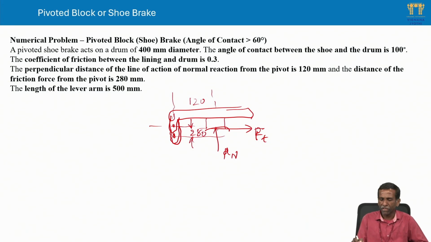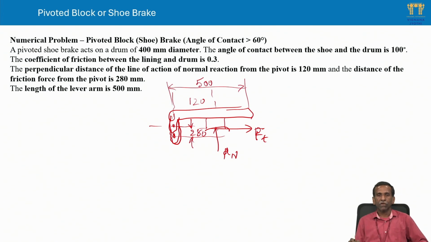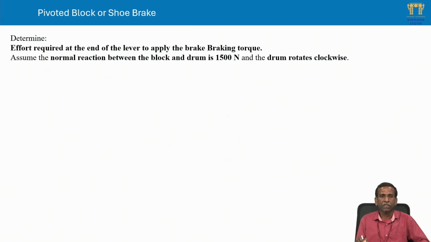So the total length of the lever is 500. This is the case we can take. This is the friction force line of action, and the pivot point O is 280 mm. Then if I take moments about the pivot point, let us see what we need to find first of all.